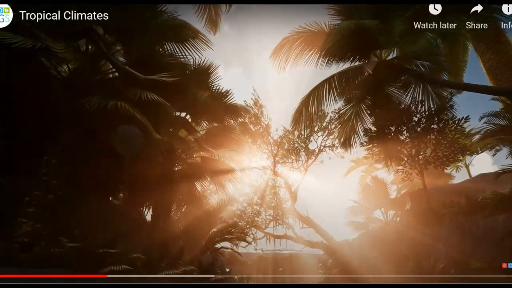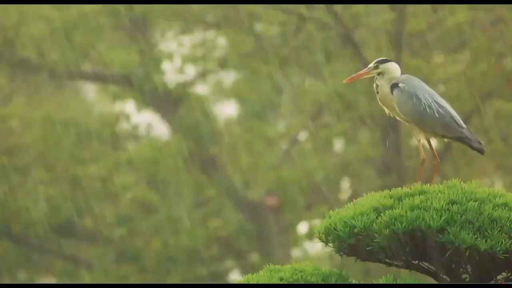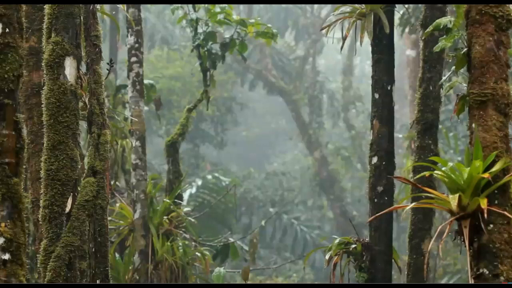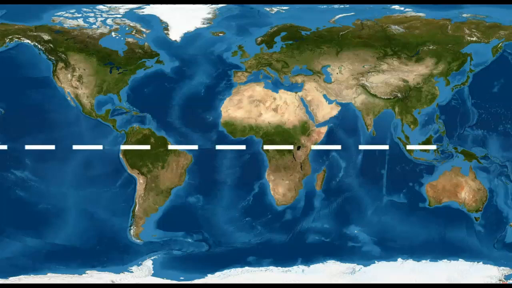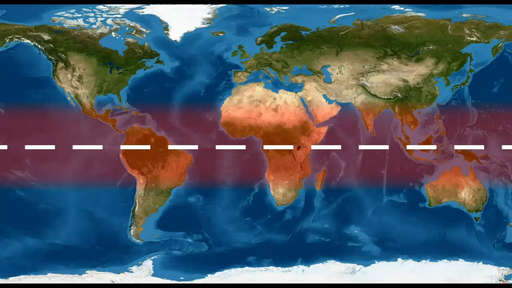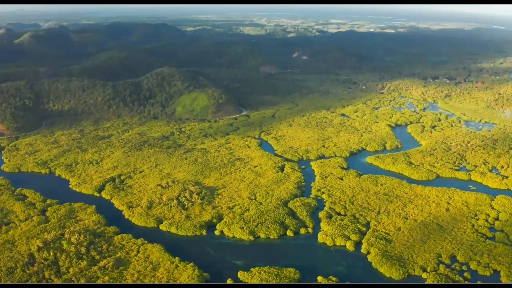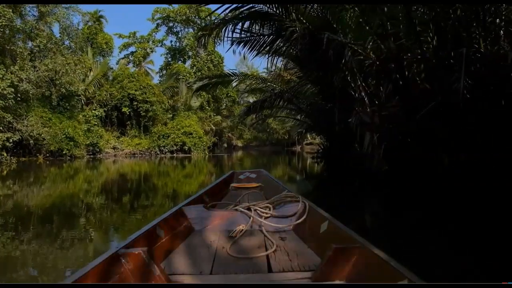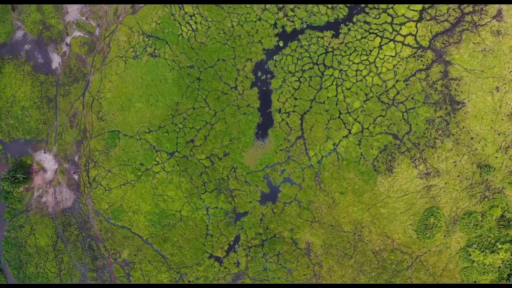Tropical climates are one of the major climates on Earth. They cover about 1/3 of the Earth's land surface. Tropical climates are categorized by high temperatures all year round, and they get lots and lots of rain. Tropical climates are sometimes called equatorial climates because they are located close to the equator.